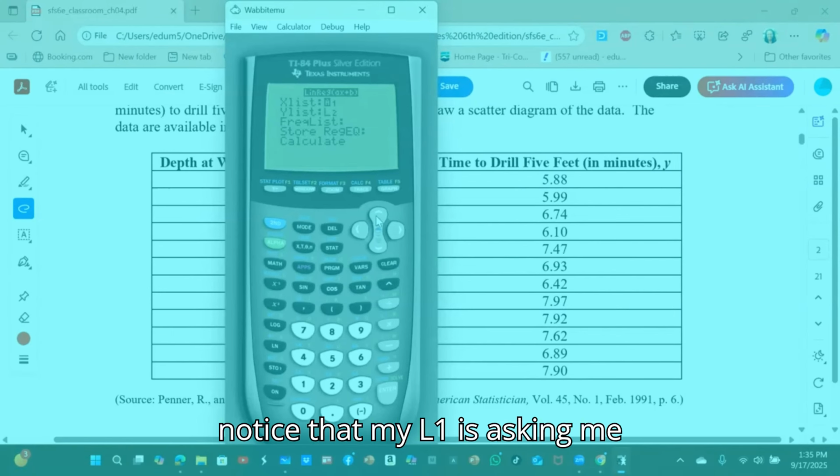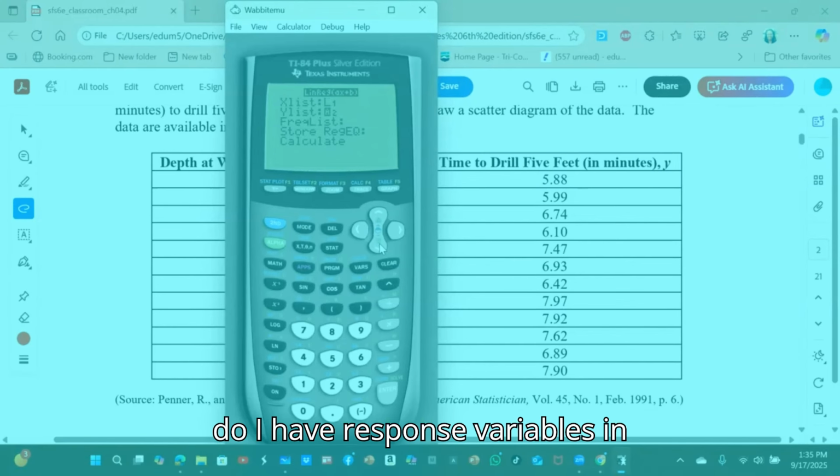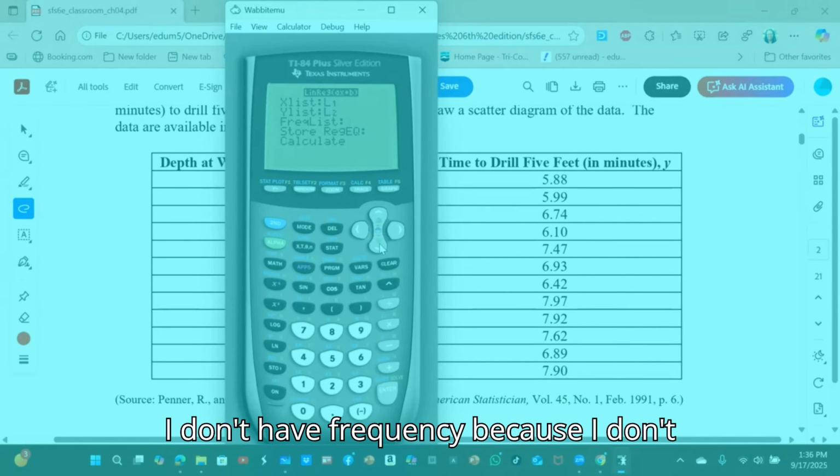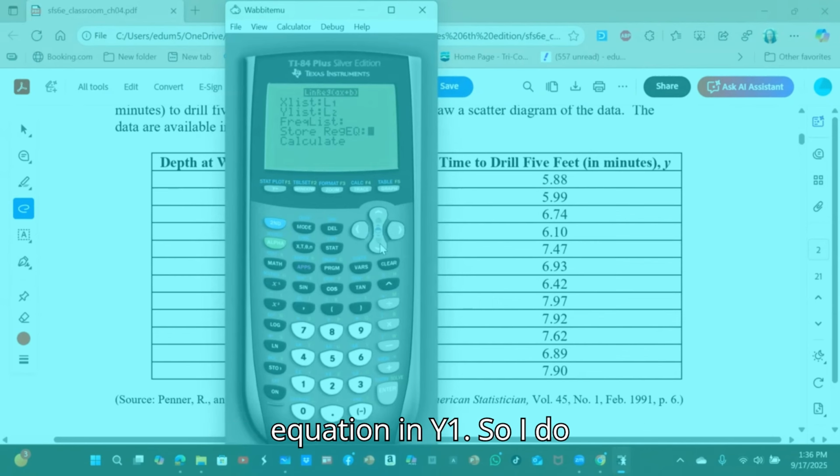Notice that my L1 is asking me where is the relationship. The explanatory variable is in L1, the response variable is in L2. Where do I have frequency? I don't have frequency because I don't need it. Do you want to store your equation? Yes, I want to store my equation in Y1.